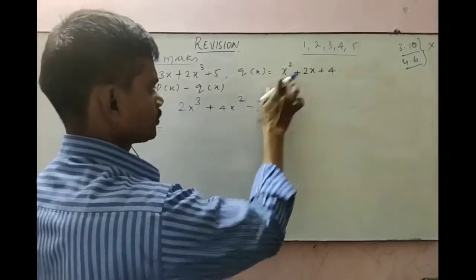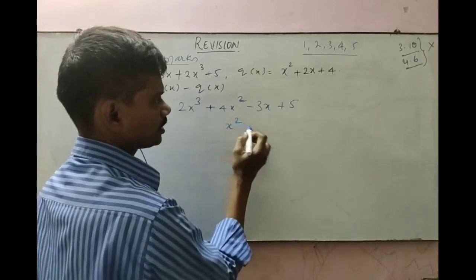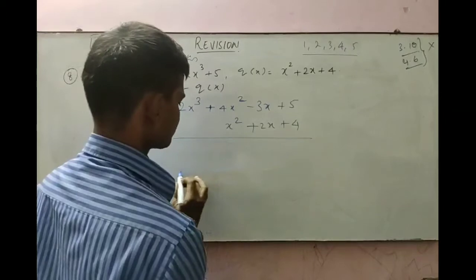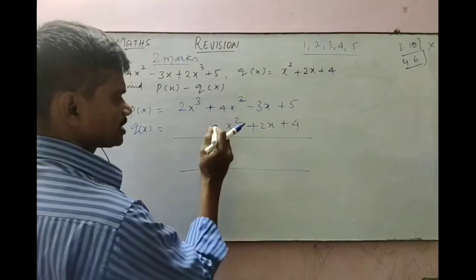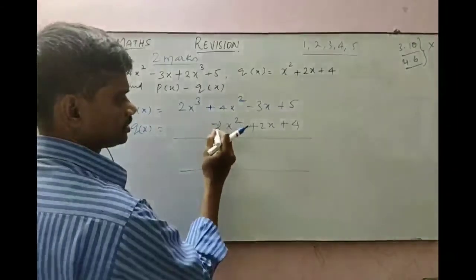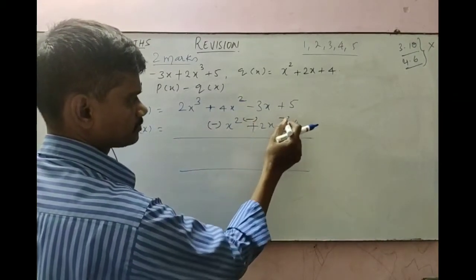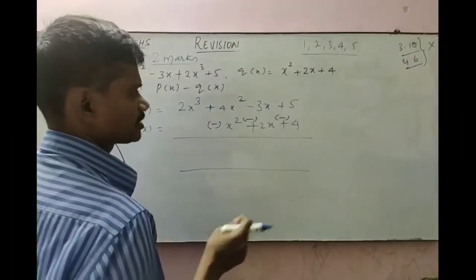X square. So you have to write the x square term straight away to this x square term. X square plus 2x plus 4. Now we have to subtract these two. Before subtracting the polynomial, you have to change the sign of the second polynomial. Here the plus is changed as minus. Here also plus is changed as minus. Here the plus also converted as minus. Now we have to subtract these two.